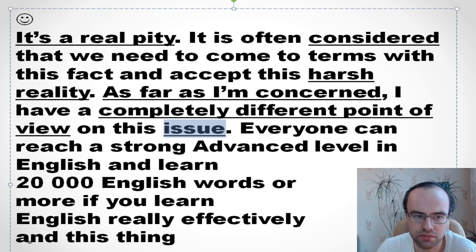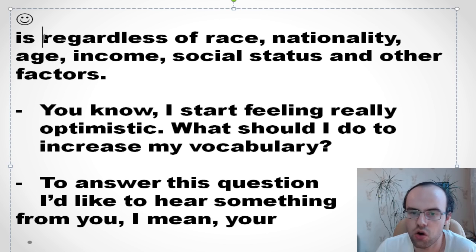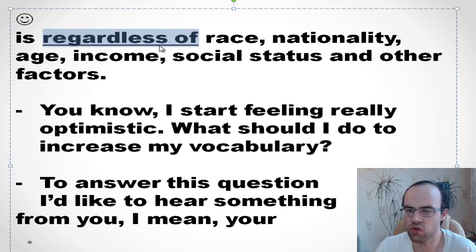And this thing is regardless of race, nationality, age, income, social status, and other factors. What is regardless of? It means that it doesn't depend. It's a nice phrase, regardless of something, yeah? It doesn't depend on these things. It's no matter. So no matter what your nationality is, no matter how old you are, no matter what your income is, it doesn't matter at all. So it's possible for everyone to reach a strong advanced English level.